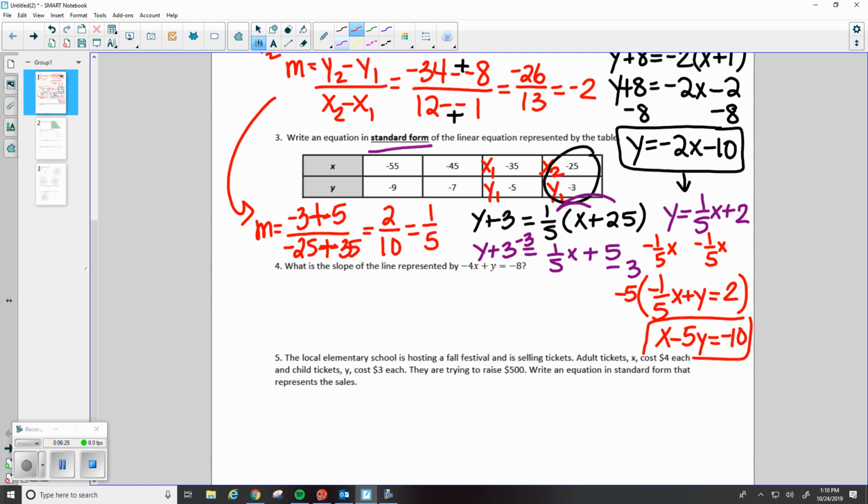Again, you're distributing that negative 5 to all of the pieces there. So number 4 says, what is the slope represented by this line? There's two different ways that I can solve this problem.